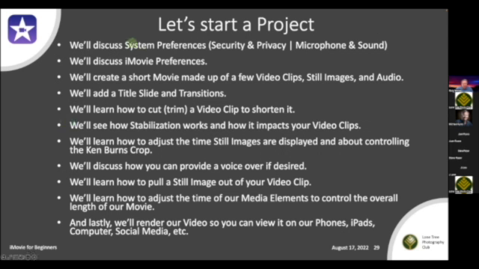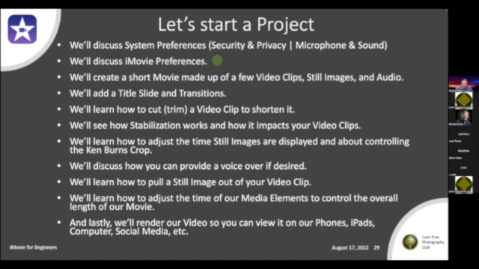There are some system preferences on your Mac computer we're going to need to set. There's some iMovie preferences that you may want to change. Once we do that, we'll create a short movie made up of a few video clips, still images, and audio. And as we do that, we'll learn how to add title slides and transitions.